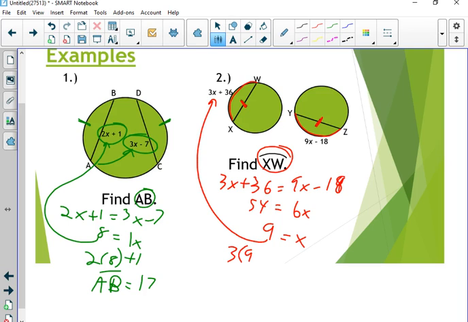3 times 9 plus 36. Okay? 9 times 3 is 27. And 27 plus 36 is 63. So XW, the arc, is 63 degrees.